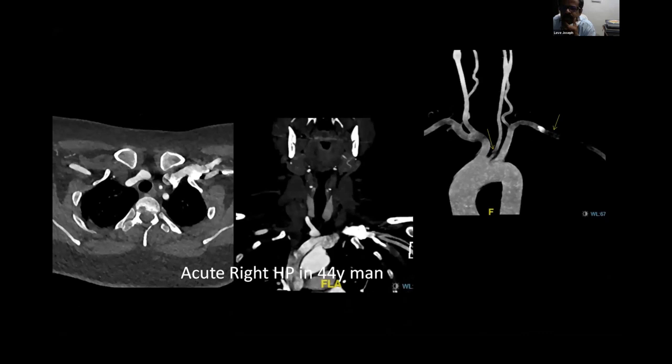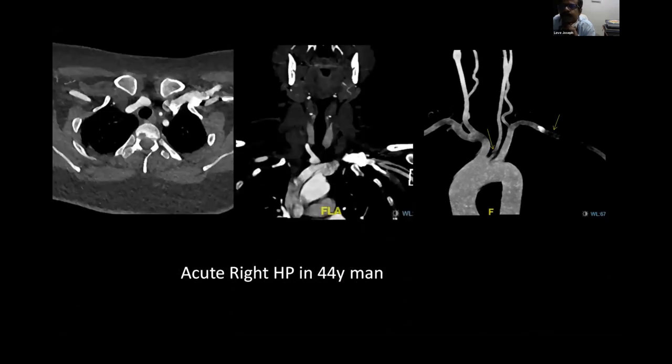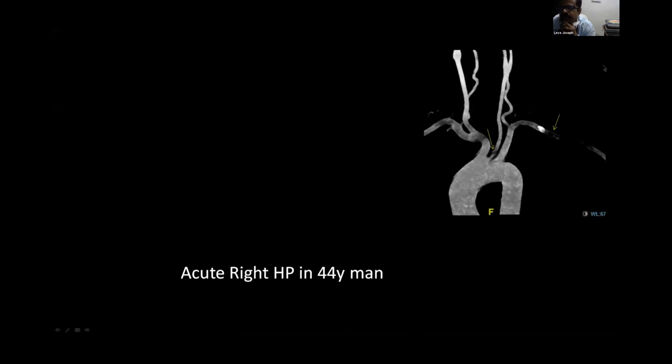Can somebody tell what is the abnormality here? Somebody from the audience? Any takers? There is already a mark over there. There is reduced opacification at the origin of the common subclavian, both subclavian, and which artery is that? Vertebral. Both subclavian and also the common carotid. So can you guess the problem? What is the disease? It is a large vessel pathology, suggestive of some large vessel vasculitis like Takayasu. Yeah. So such problems can occur.